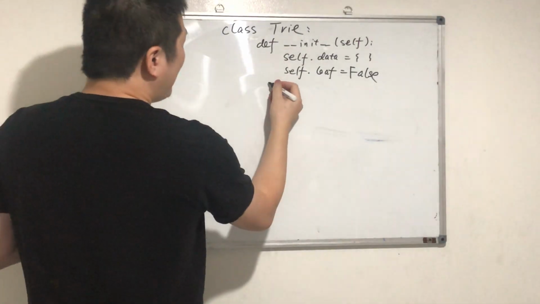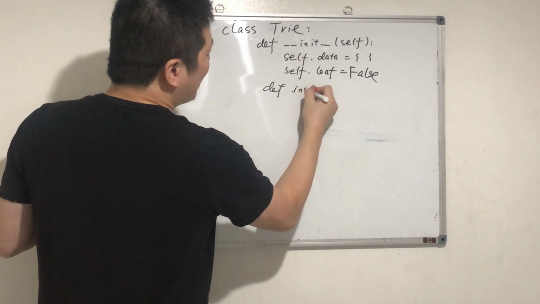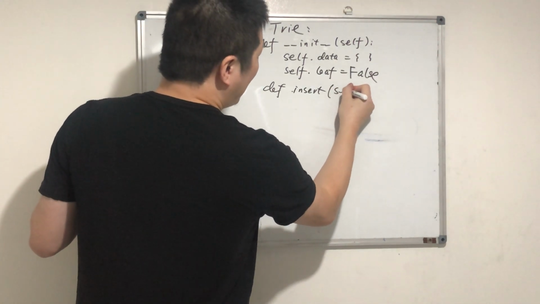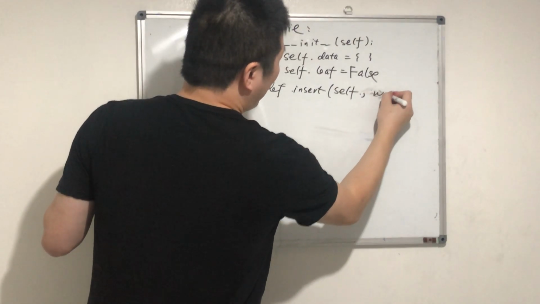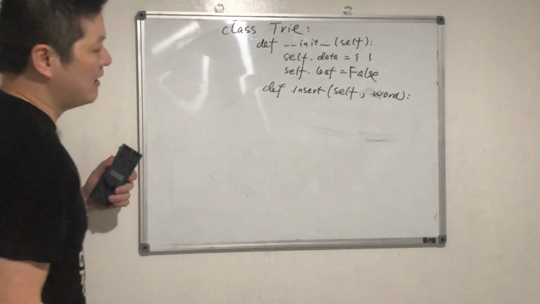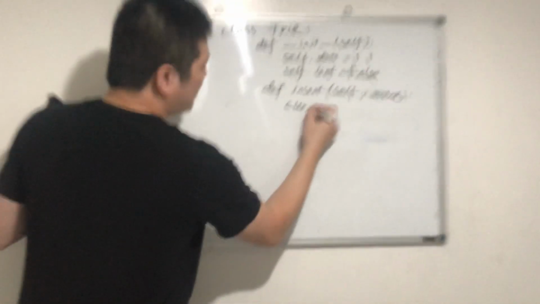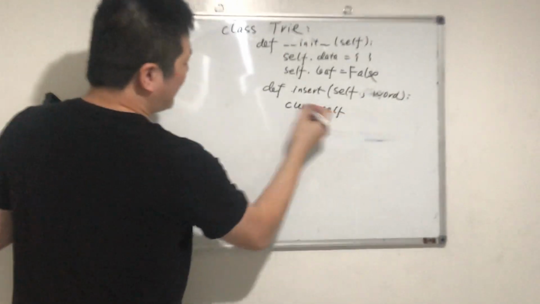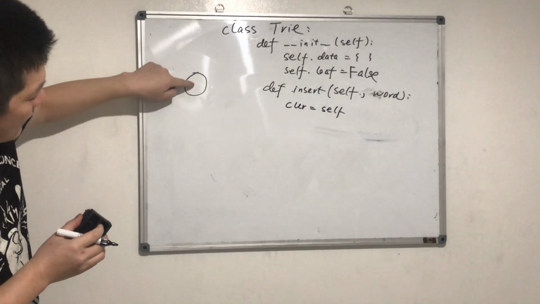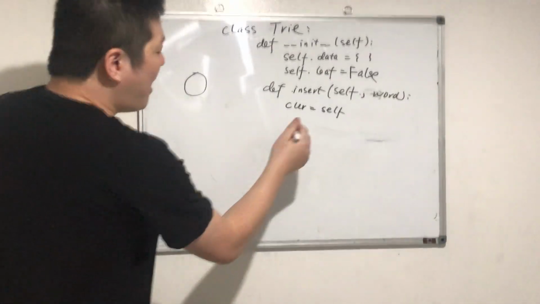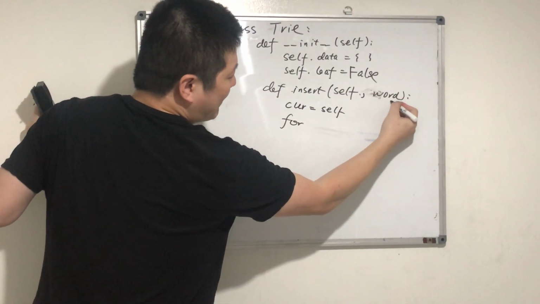Now look, ERIC. We need to define a method called insert. We insert the word in the trie tree, right? Self, and then word, okay? Current equals self. Now we are at this node, at the first node. Remember, ERIC? Listen, here, node. And now look, for going through this ERIC, for example, this is ERIC, E-R-I-C.